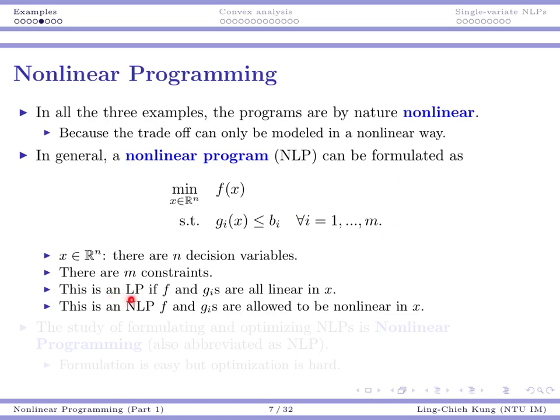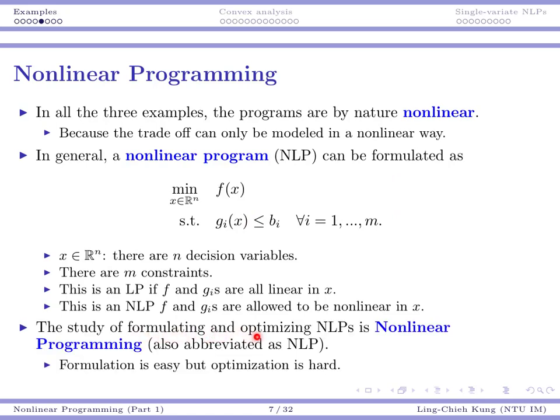This problem would be a linear program if all the f and g are linear. Or, in general, we say it's a nonlinear program, in which case we allow these functions to be nonlinear. The study of formulating and optimizing nonlinear programs is nonlinear programming. In general, we will see formulating nonlinear programs is easy, but optimizing it is hard. As long as we allow you to write any nonlinear functions, then we allow you to write any functions. So given a problem, formulating it as a nonlinear program is typically not very hard, but optimization is hard.